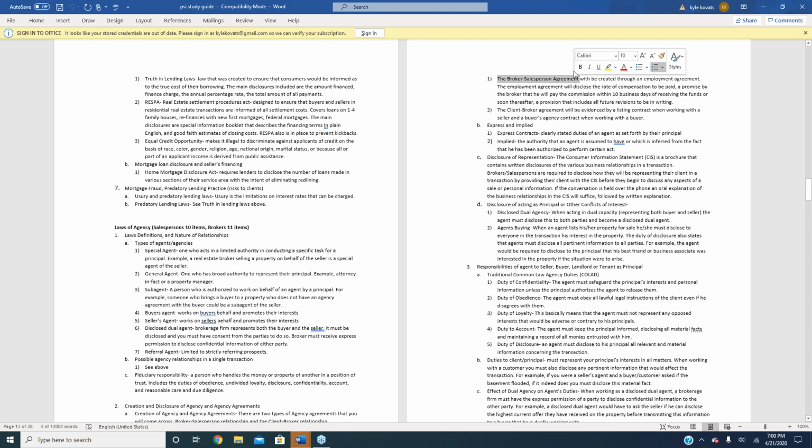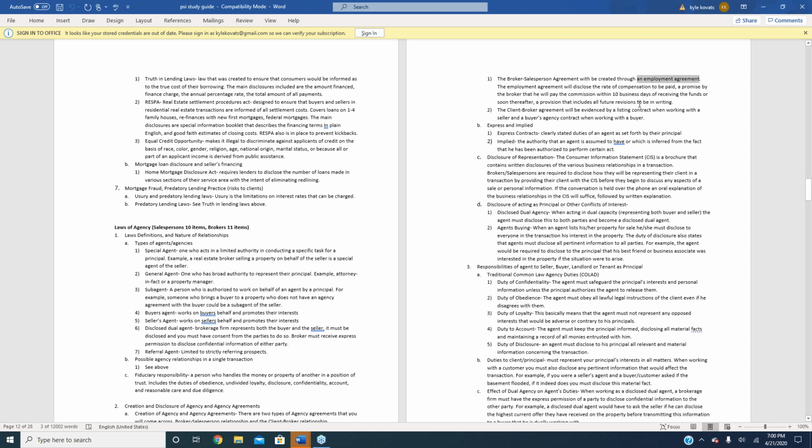The broker salesperson agreement. So in reference to the broker salesperson agreement, what is that evidenced by? It's evidenced by the employment agreement. Now, if we determine who's the principal and who's the agent here, all we got to do is ask ourselves who works for who. Does the broker work for the salesperson or salesperson work for the broker? Well, the salesperson works for the broker. So here the salesperson's the agent and the broker's the principal. And again, this is evidenced by an employment agreement.